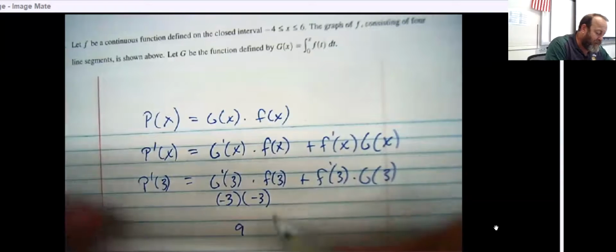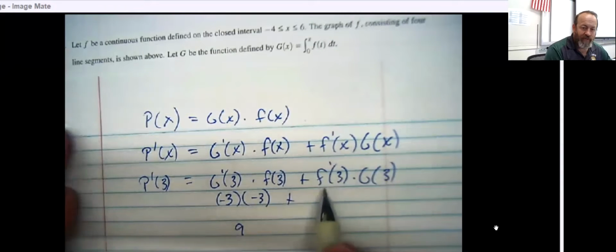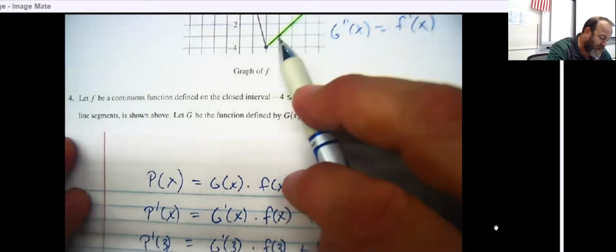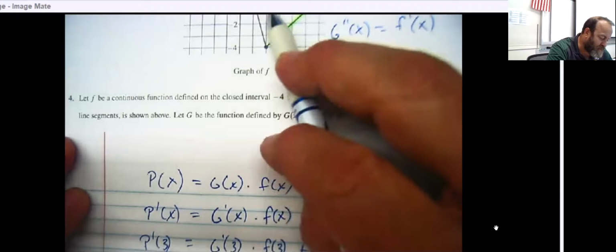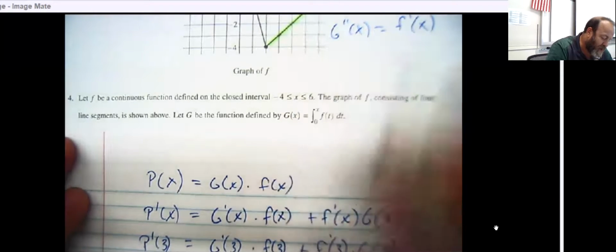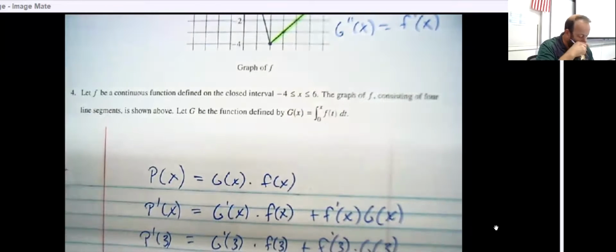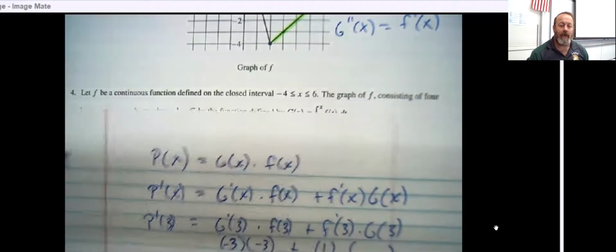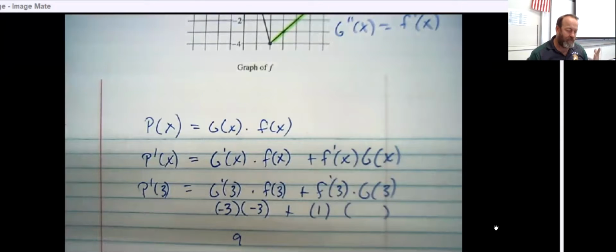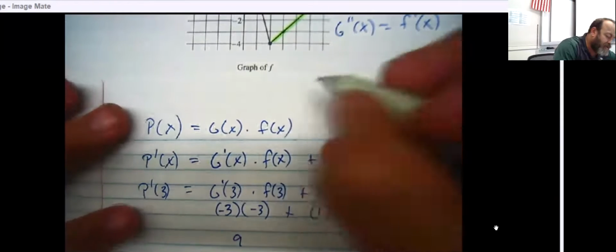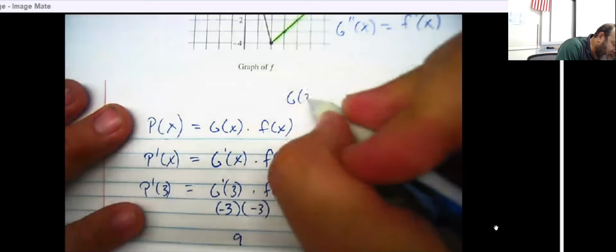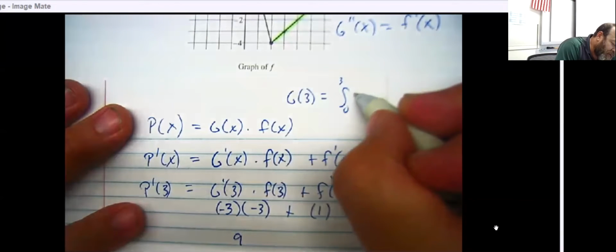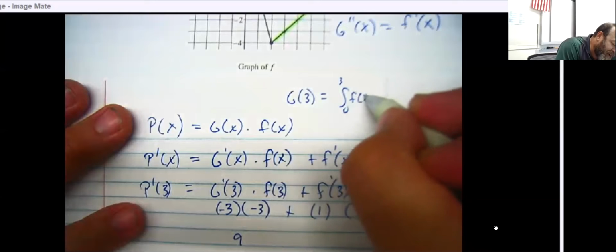Now, f prime, of course, is the slope of f at 3. So if we look up here and we find the slope at 3, well, from here to here, it rose 4 and it ran 4, making its slope 1. Now, here's the first place where I'm in a little bit of hot water. I need to figure out what g of 3 is. Well, I need to go to the definition. g of 3 is the integral from 0 to 3 of f of t dt.